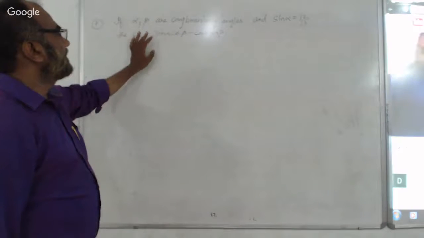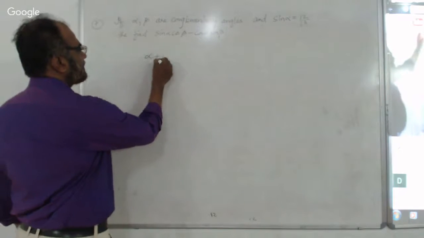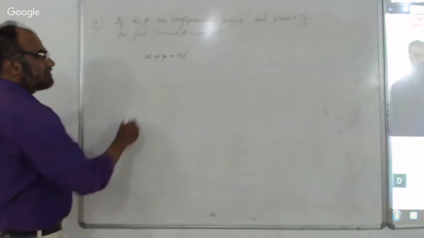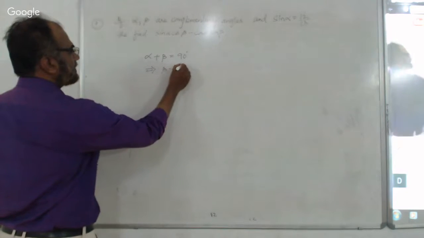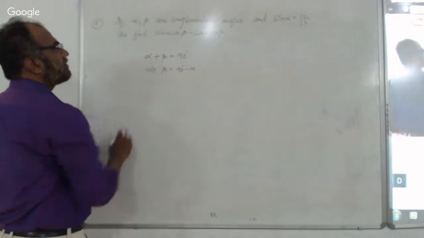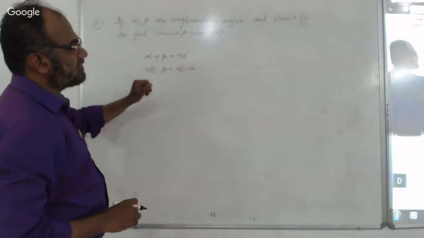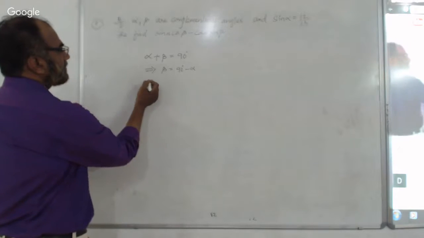Now, see that alpha, beta are complementary angles. So alpha plus beta is 90. From here, I can find beta. Beta is 90 minus alpha. Now, let's find what will be the cos beta and sin beta values.